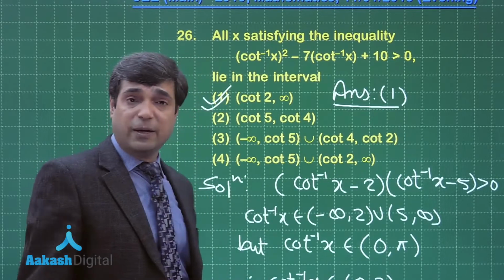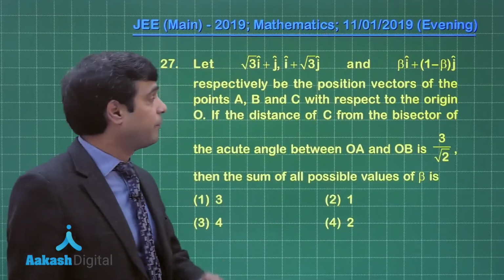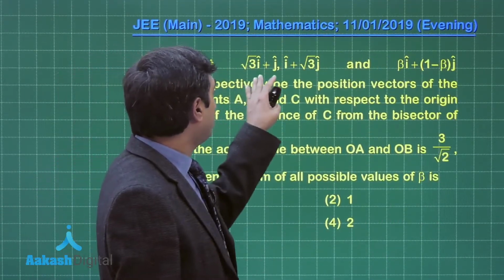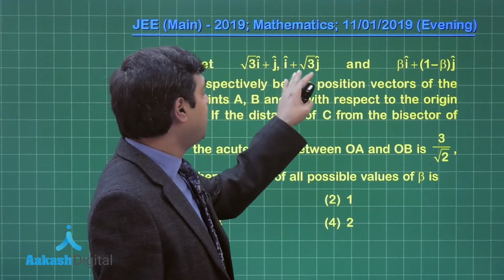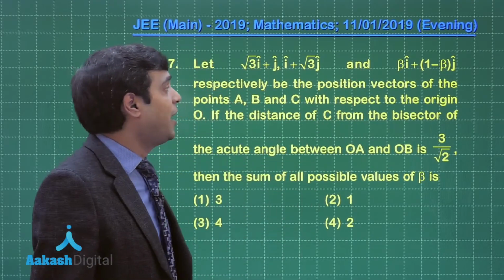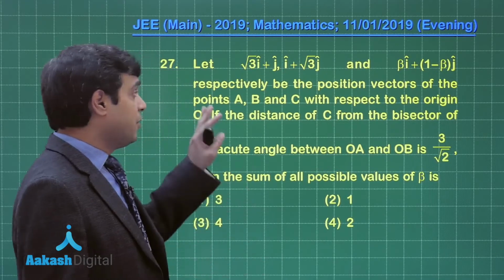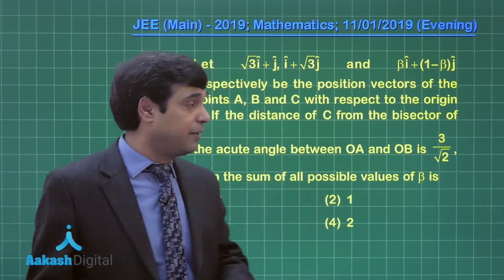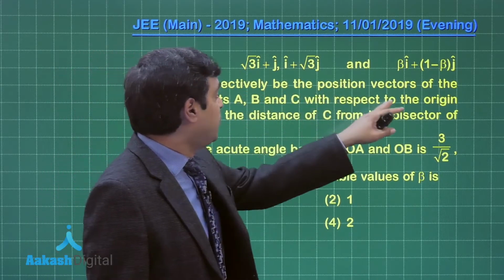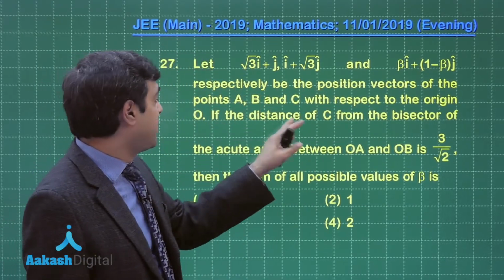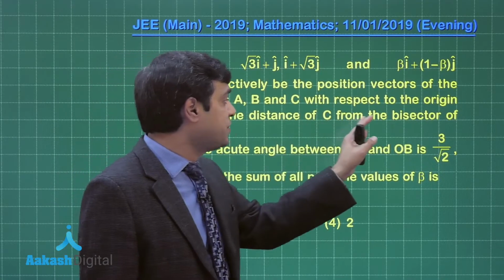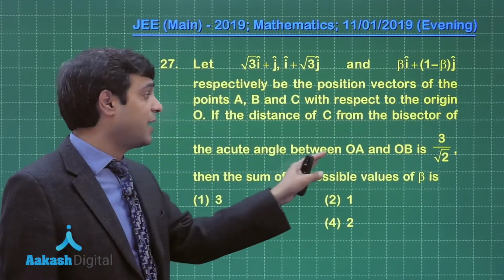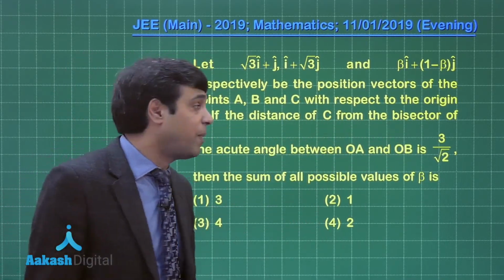Moving on to the next one, that is question number 27. Let root 3 i plus j, i plus root 3 j and beta i plus (1 minus beta) j, so we have 3 vectors in simply the xy plane, there is nothing like z, be respectively the position vectors of A, B, C with respect to the origin. If the distance of C from the bisector of the acute angle between OA and OB is 3 by root 2.